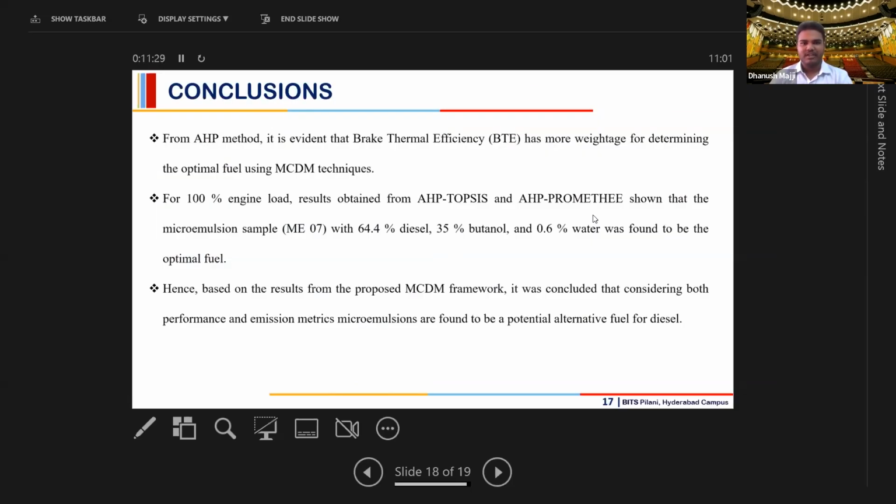From the AHP method, it is evident that the brake thermal efficiency has more weightage for determining the optimal fuels using MCDM techniques for a 100% load engine. Results obtained from AHP, TOPSIS and PROMETHEE show that the microemulsion sample ME7 with 64.4% diesel, 35 volume percent butanol, and 0.6 volume percent water was found to be the optimal fuel. Hence, based on the results from the proposed MCDM work, it was concluded that considering both performance and emission metrics, microemulsions are found to be a potential alternative for diesel.